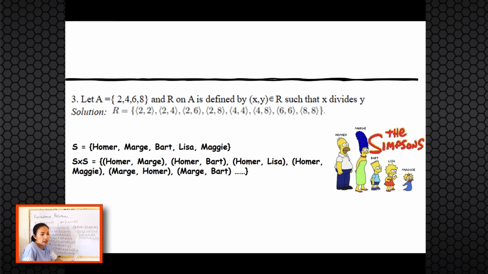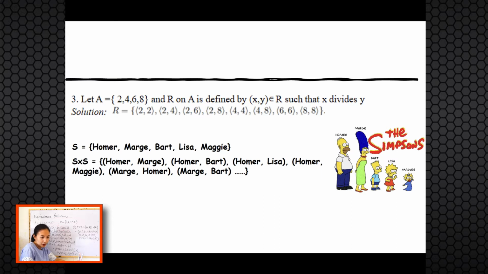Let A be the set {2, 4, 6, 8}, and the relation R on A is defined by the set of all ordered pairs (x, y), which are elements of the relation, such that x divides y. X, the first number, divides y. So let's look into R: (2,2), (2,4), (2,6), (2,8), (4,4), (4,8), (6,6), and (8,8). Are there questions here?